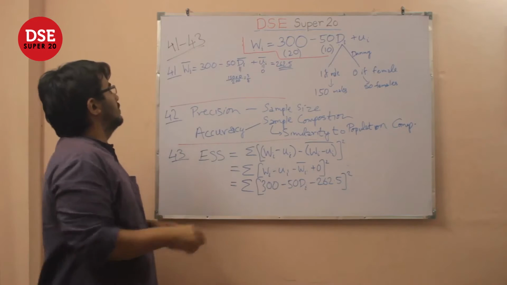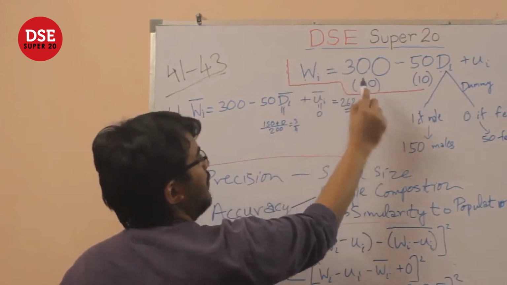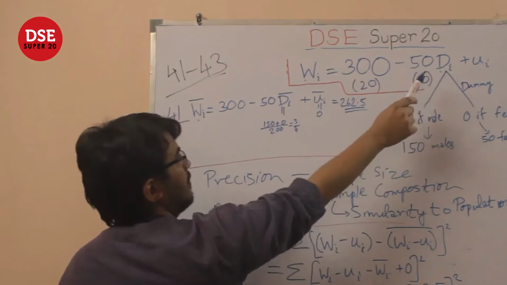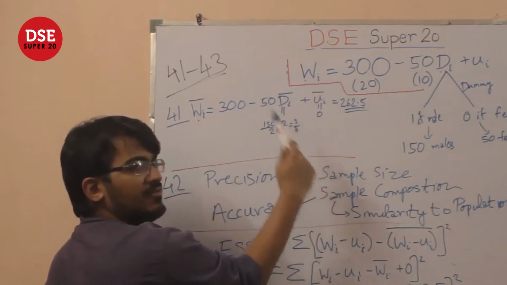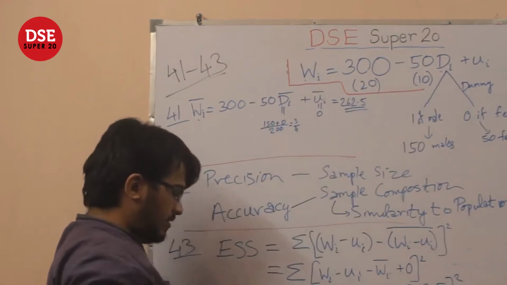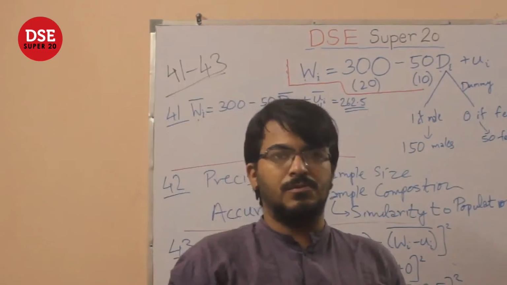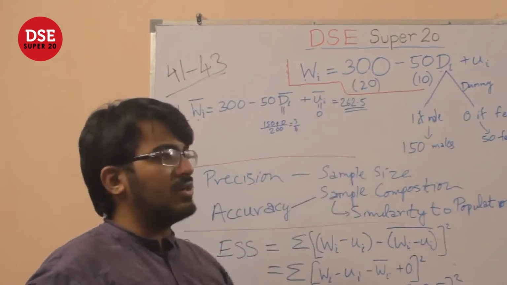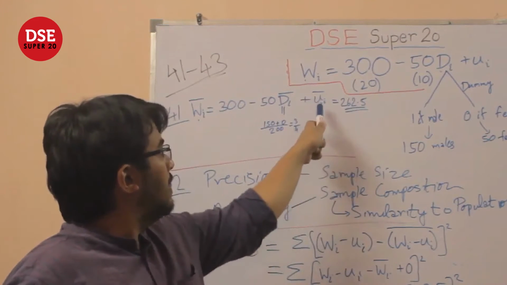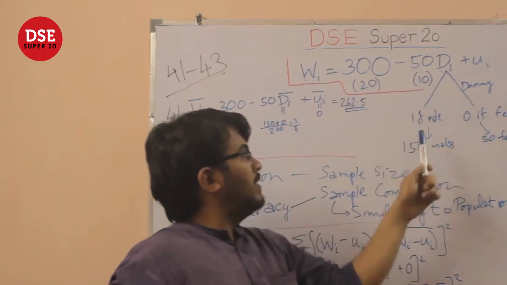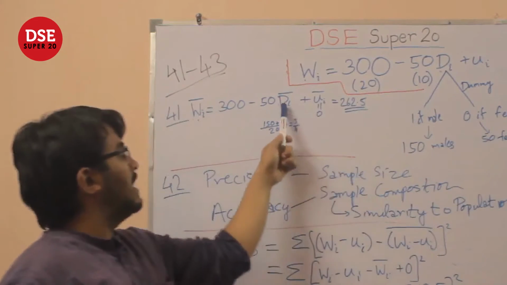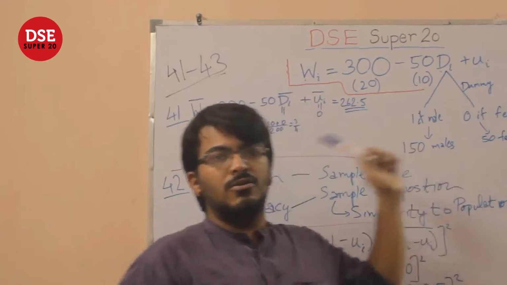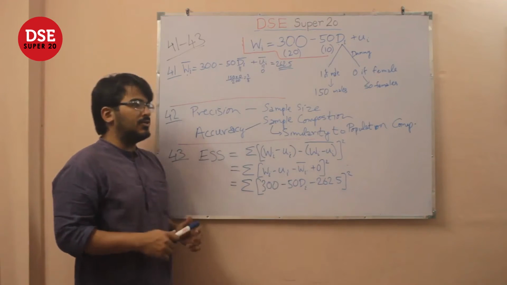Well, taking the average over this: the average of a constant is the constant, the average of a constant times a variable is the constant times the average of the variable, and since we are doing an OLS regression with an intercept term, the average of the error terms comes out to be 0. So since UI bar is 0 and DI bar is, with 150 ones and 50 zeros, 3 by 4, you get 300 minus 50 into 3 by 4, which is 262.5. That is the average wage. So that's for question 41.